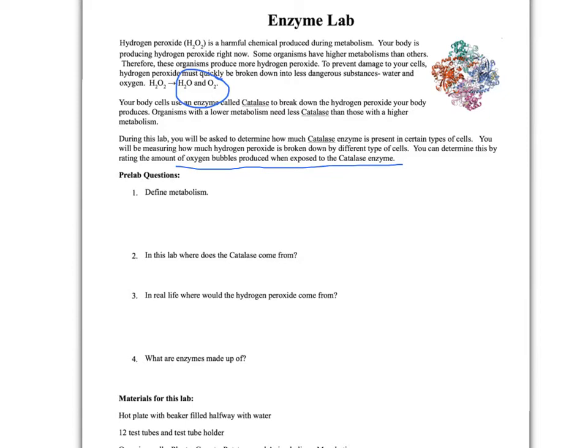So take a look at these pre-lab questions and fill in your answers. After you finish your pre-lab questions, we're going to take a look at what this process looks like using a little diagram to help us understand what is the enzyme, what is the substrate, and what are the products.